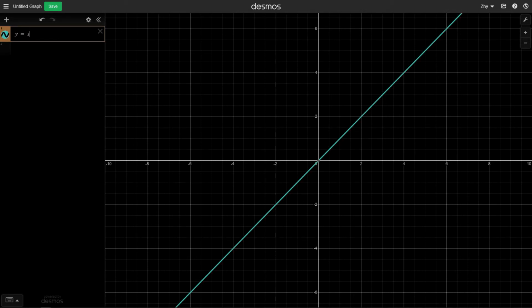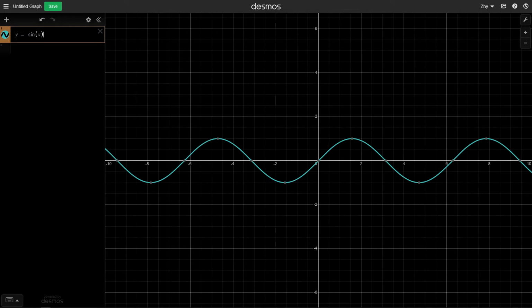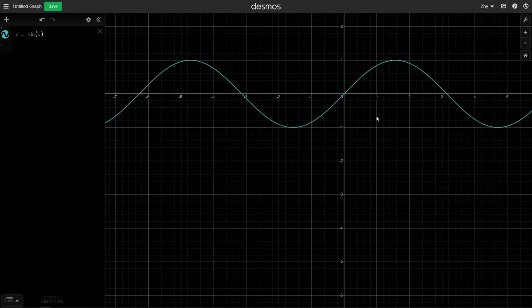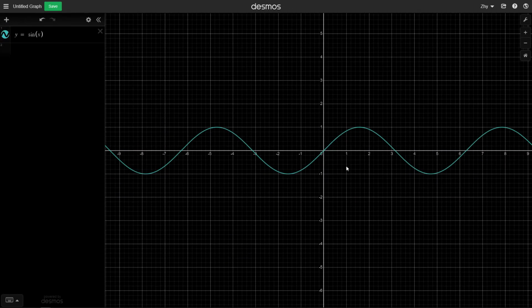So, for example, let's say we have a function y is equal to sine of x. As you can see, this is a graph of a sinusoidal wave. Okay, you are probably familiar with this, right? Sinusoidal wave? Familiar?